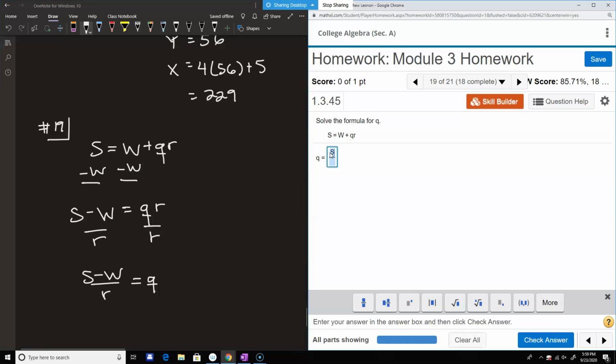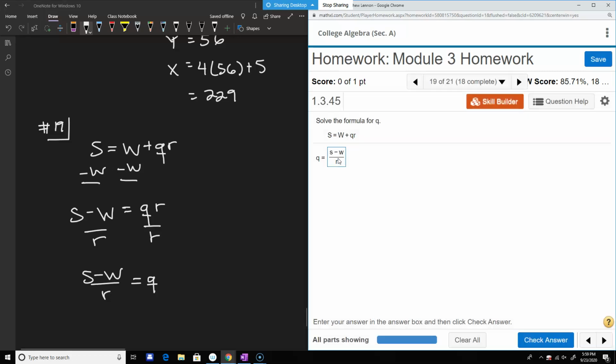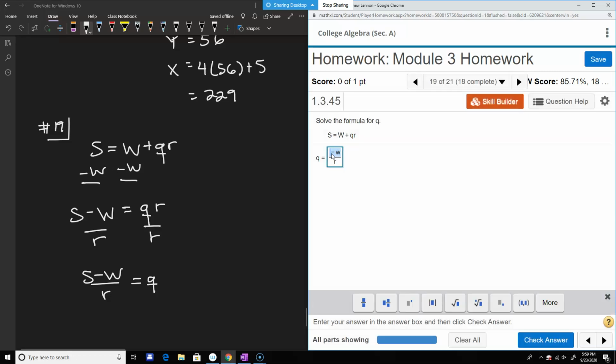I think this is capital sensitive, so let me try it with lowercase letters and see if it tells me I'm wrong. So that's one thing to keep in mind. If it is capital sensitive, you need to make sure to distinguish uppercase S from lowercase s and so on. See, so they marked it wrong because this should be a capital S and a capital W.